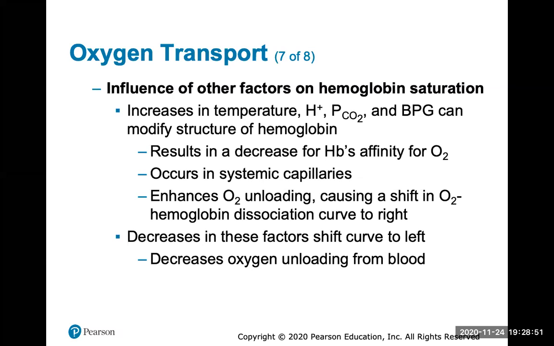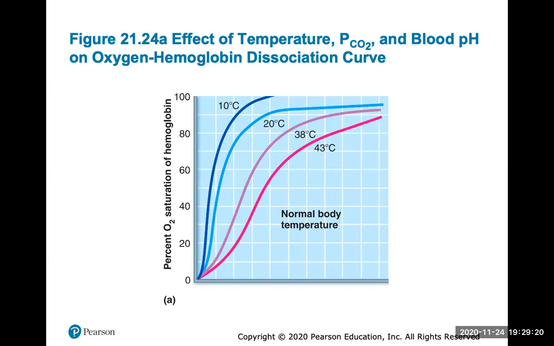Increases in temperature, hydrogen ions, and partial pressure of carbon dioxide can also modify the structure of hemoglobin. They result in a decrease of hemoglobin's affinity for oxygen. This occurs in systemic capillaries. Basically, what an increase in temperature and hydrogen ions does is enhance oxygen unloading, causing a shift in the oxygen-hemoglobin dissociation curve to the right, and a decrease in these factors shifts the curve to the left, which will decrease oxygen unloading from the blood.